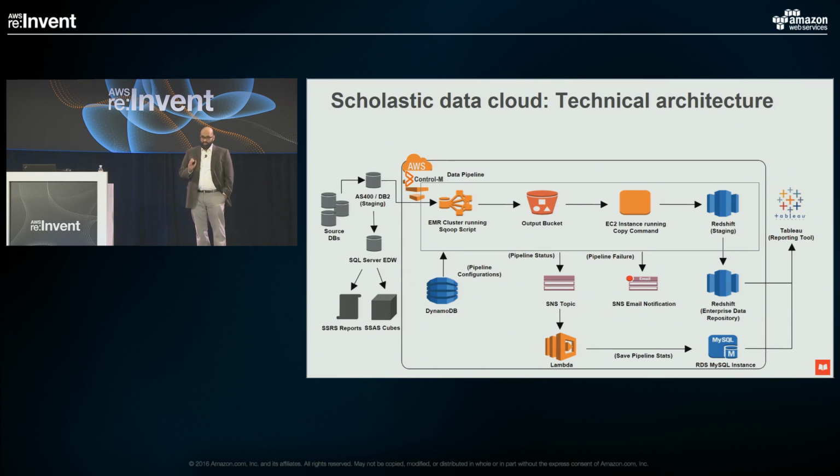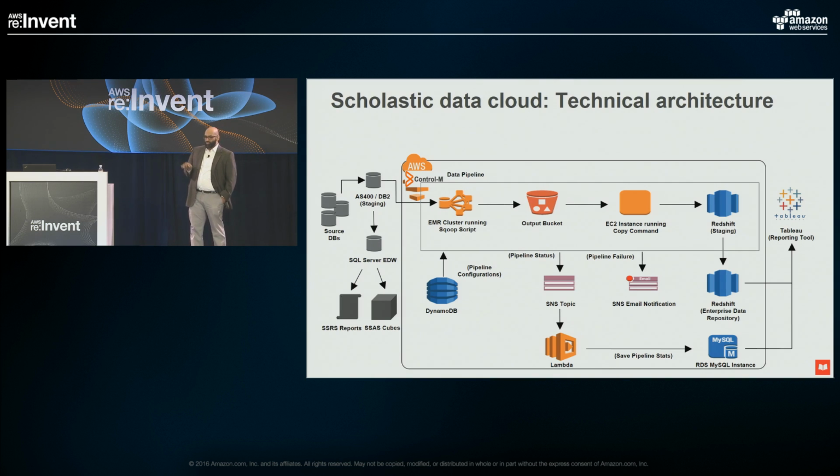So the second key decision we made was that, starting on the left here, if you look at our source data, we decided to bifurcate that feed out of the AS400 staging systems. So the AS400 systems would continue to feed the existing SQL Server reporting environment, but we'd also branch off a feed into the new environment.